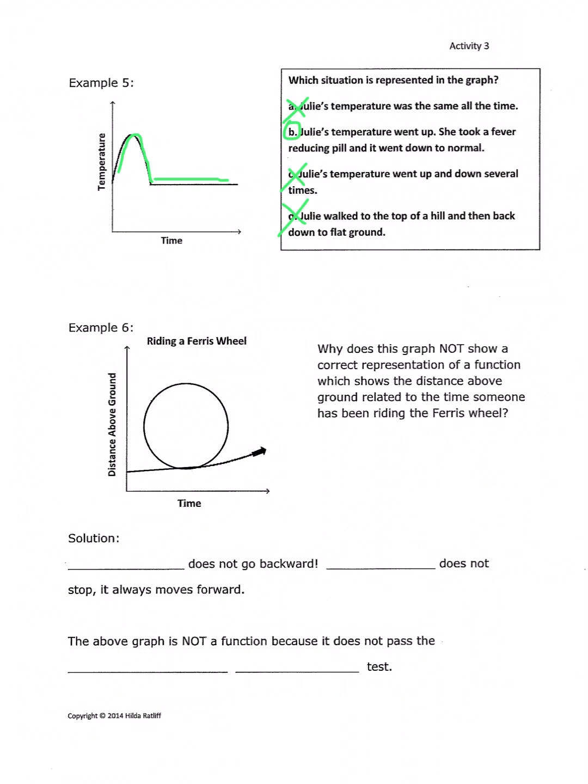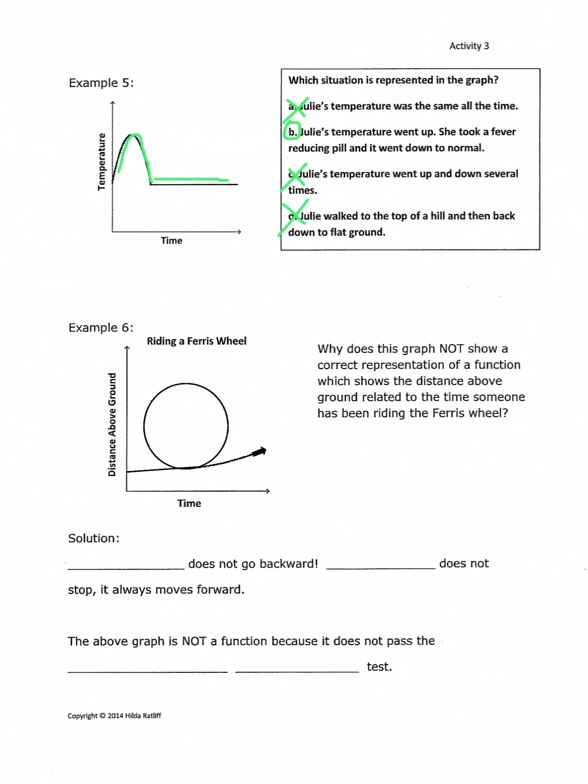Example 6, riding a Ferris wheel. Why does this graph not show a correct representation of a function which shows the distance above ground related to the time someone has been riding the Ferris wheel? Think about that, see if you can fill in the solution, and then I will go over it with you. Okay, so after looking at this graph, it says the distance above the ground. This actually looks like a Ferris wheel.